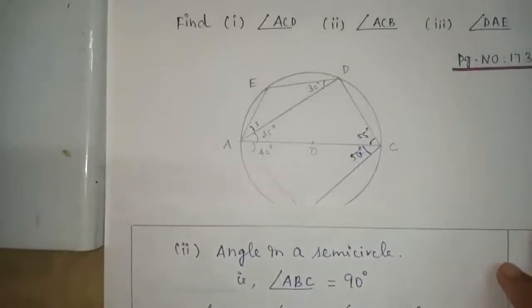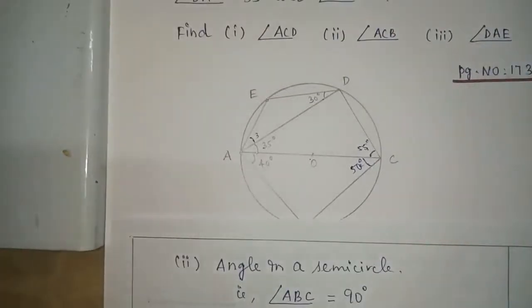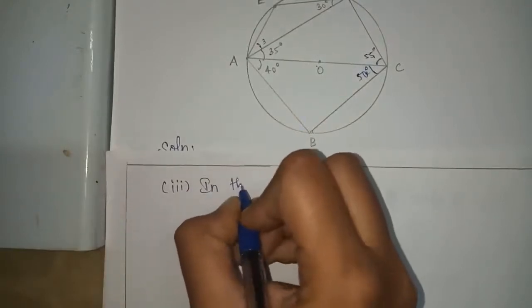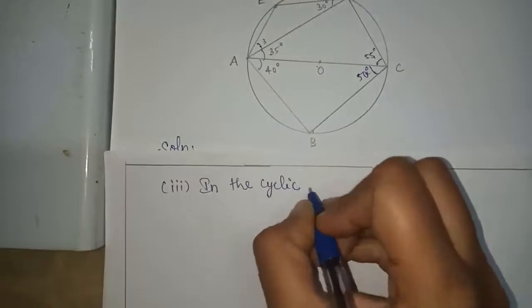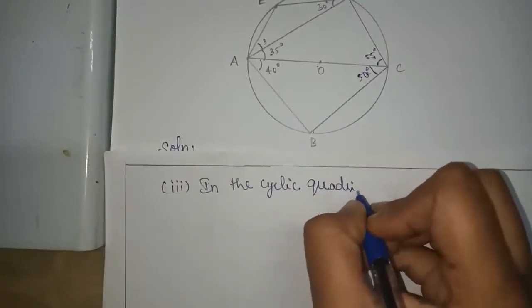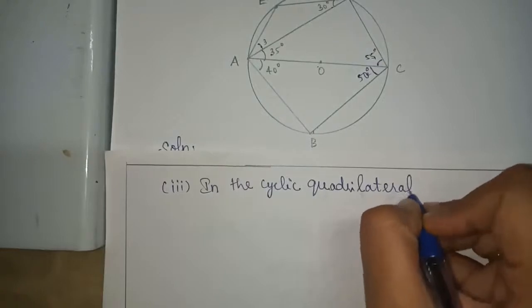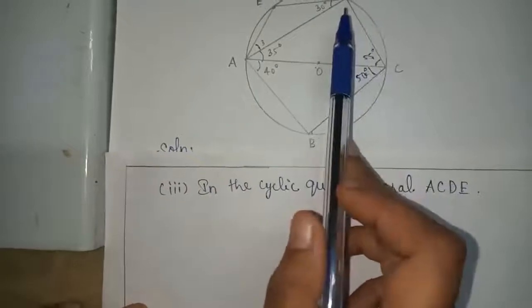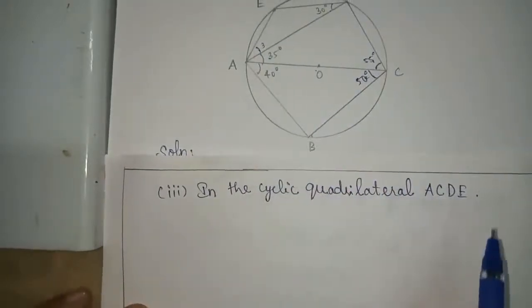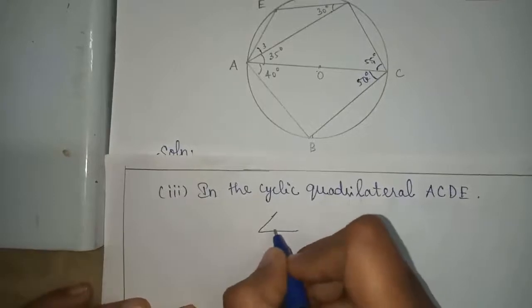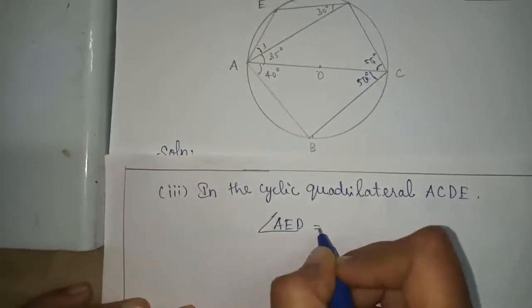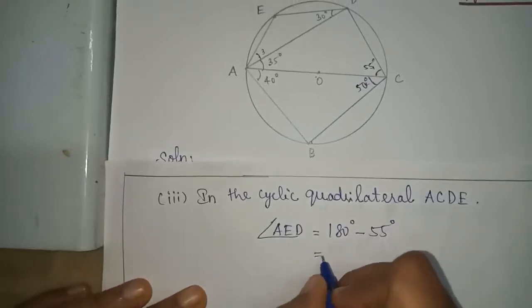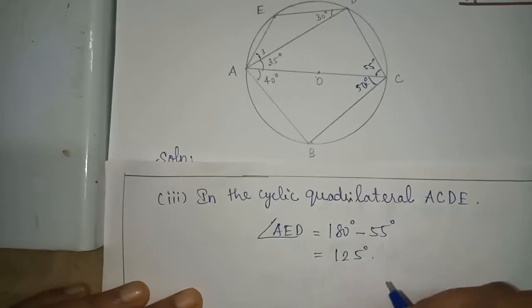Then you have to find the third subdivision, that is DAE. Next one is the third subdivision. In the cyclic quadrilateral ACDE, so ACD and E, in a cyclic quadrilateral ACDE, AED is equal to 180 degrees minus 55 degrees, which is equal to 125 degrees.